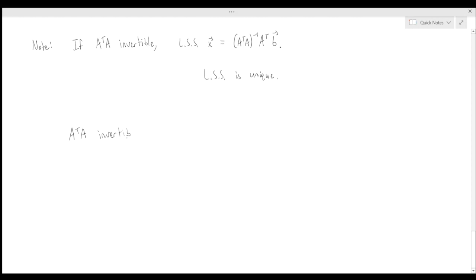So it turns out, I'm not going to prove it, but I'll state it. A transpose A is invertible if and only if the columns of the matrix A are linearly independent, or if you want, if and only if A has a full column rank, okay? Meaning it has a pivot in every column. All right.